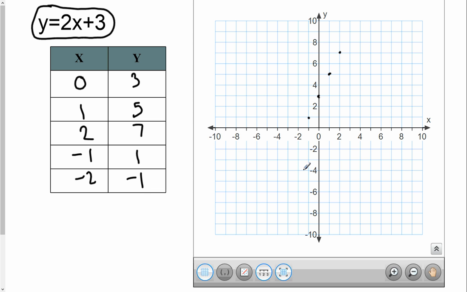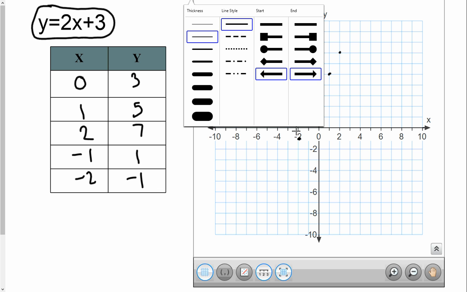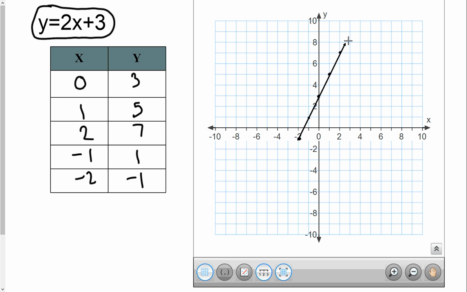And hopefully by now you're realizing that these dots are in a line. Negative 2, negative 1 is right around here somewhere. What you're going to notice is that these are going to start making a line. If they don't make a line, you probably made a mistake somewhere, so keep that in mind. So what we're going to do is make a line here, and that line is going to go through all the points. Your line would keep going on and on forever in both directions.